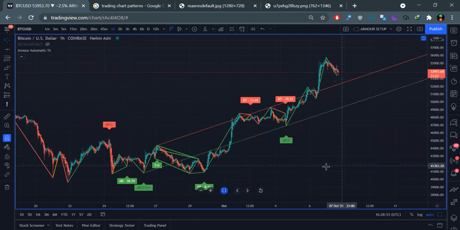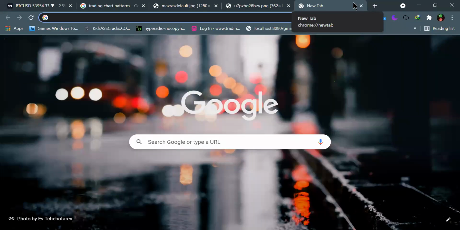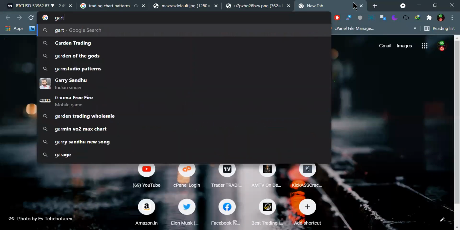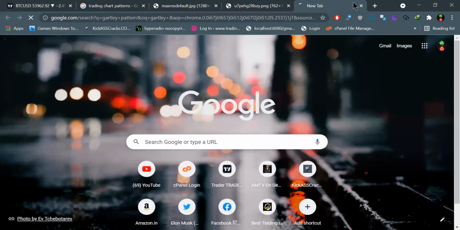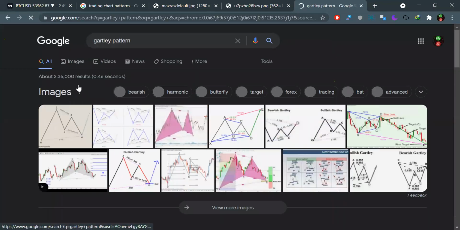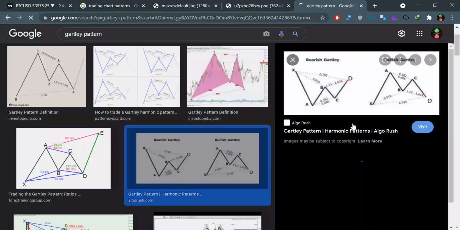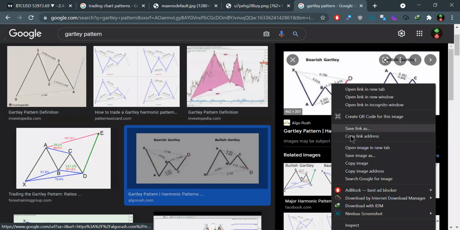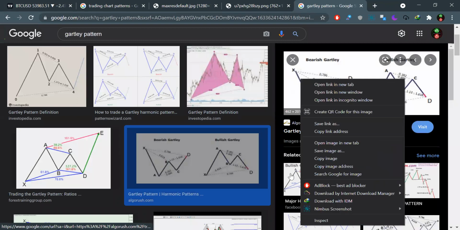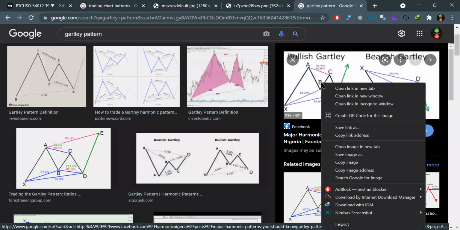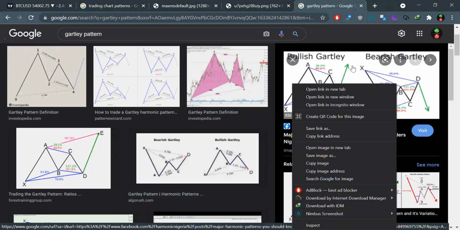Yeah. So there are some other patterns. You will search some settings like Gartley pattern. Okay. I will show you what is Gartley. Here is bullish Gartley and bearish Gartley. Perfect example. Here is another one. This one is very good, M's and W's. Okay.